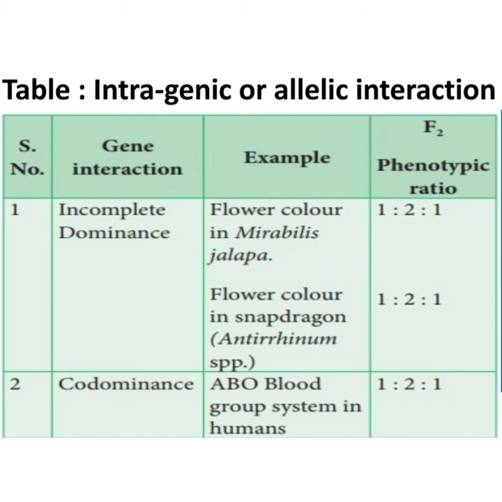Now, to sum up, for incomplete dominance, the study example is the flower color in Mirabilis jalapa. The phenotypic F2 ratio is 1:2:1. Another example is flower color in snapdragon, Antirrhinum species. The phenotypic F2 ratio is 1:2:1. And the second is codominance. The example is the ABO blood group system in humans. The phenotypic ratio is 1:2:1.